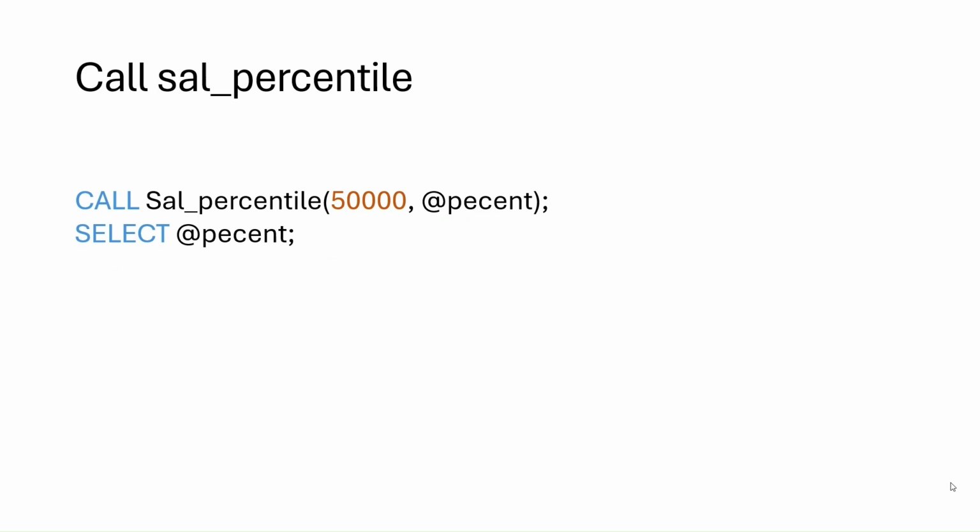I have call sal_percentile, then our input is 50,000. And then notice that we have something called @percent, or whatever, just a name. That's a session variable, and we're using that to capture and store the output of this stored procedure. So when we now use the select statement and say select @percent, it's going to give us the value that we have gotten after calling that stored procedure.